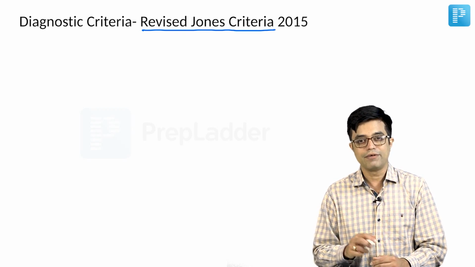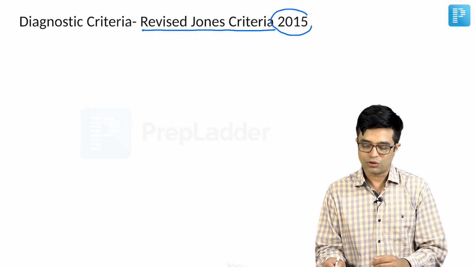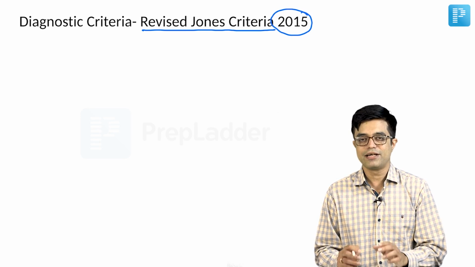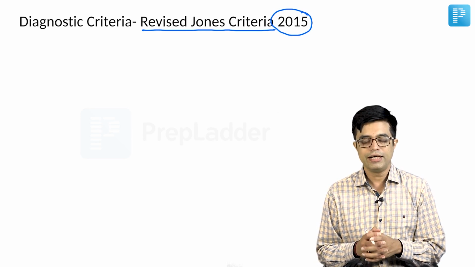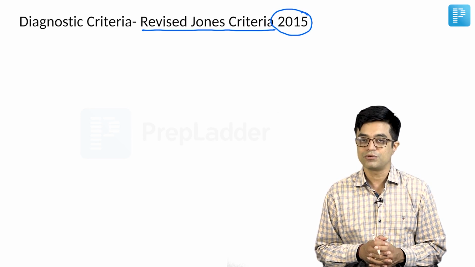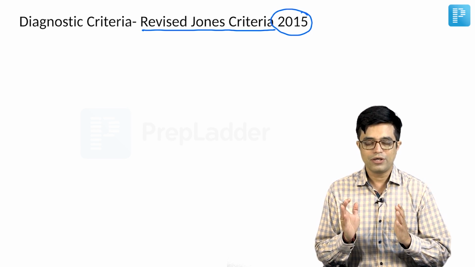So currently the criteria which is followed is Revised Jones Criteria 2015. It was modified by American Heart Association and it incorporated some significant changes which we shall be discussing.